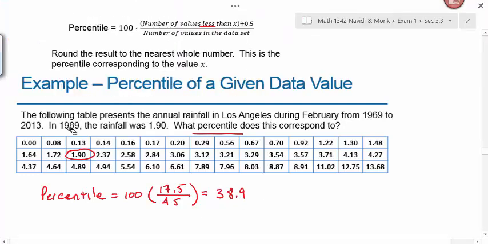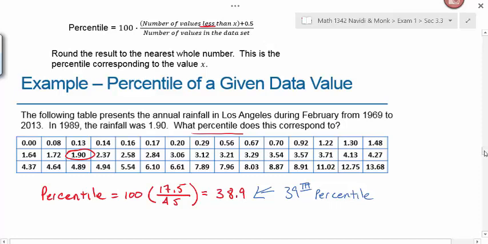What that means is in 1989, that 1.9 inches of rain is what we would consider being in the 39th percentile. If I would have got 38.4 here, I probably would have said the 38th percentile. This number is traditional rounding. Only on the locator do you go up all the time. There were 17 pieces of data that were less than this particular number, and then I add a half to it, so that's where the 17.5 came from. Adding a half is part of the formula. And then we divide by the total number of values that are in our data set. That would be our sample size.